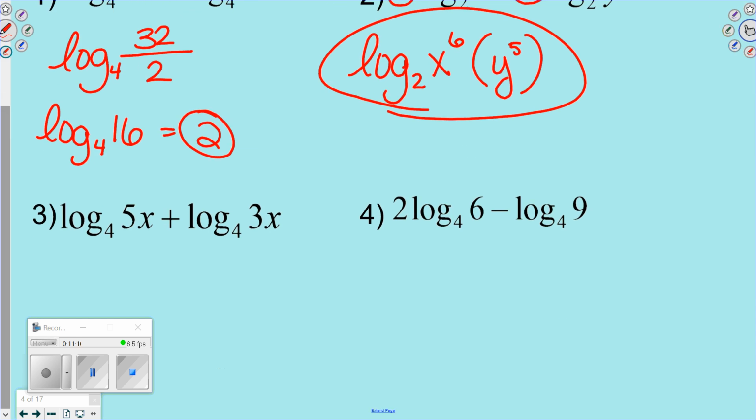Number 3. Right? So what's the first thing you should probably write down? Log base 4. Because I know it's going to keep whatever that log is. All right, the very first one, there's no number out in front, so there's no exponent. I have just a 5x. Plus implies multiplication. There's no number out in front, so no exponent. 3x squared. Log base 4, 5 times 3 is 15x squared.